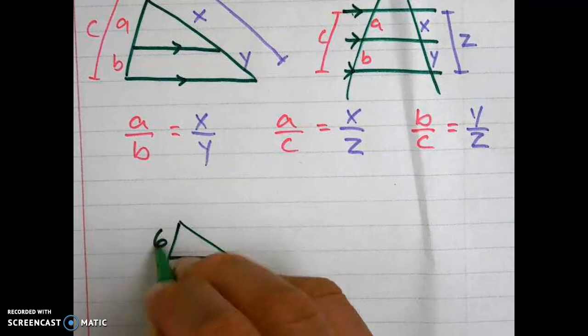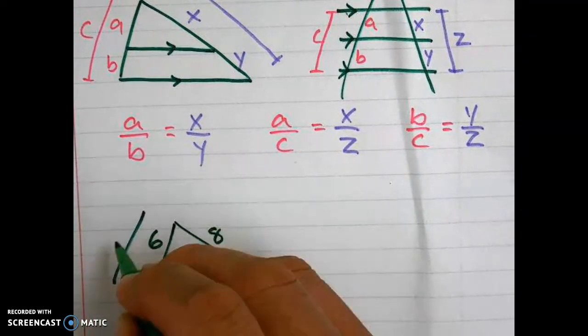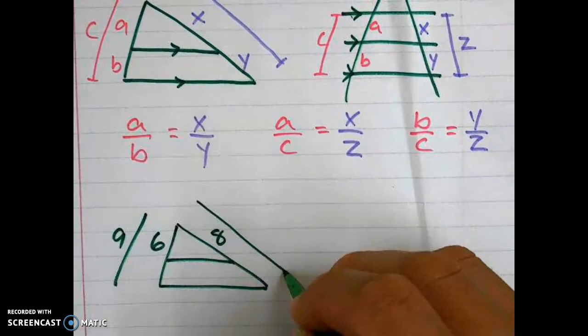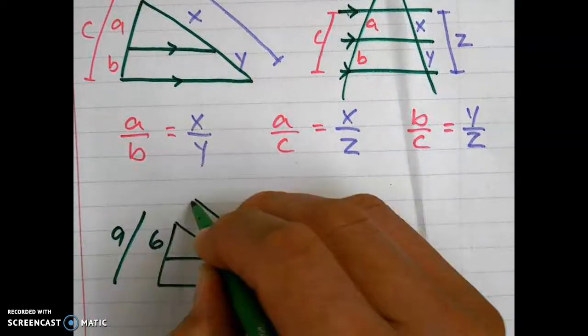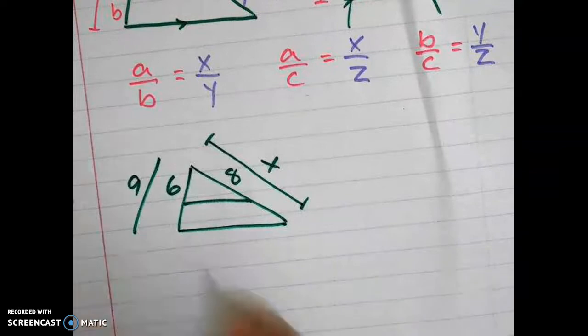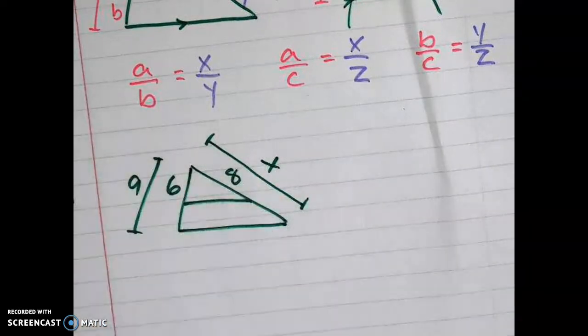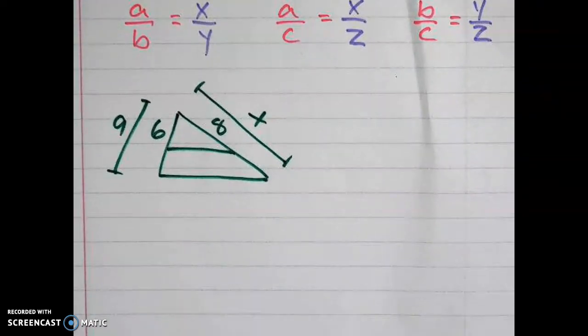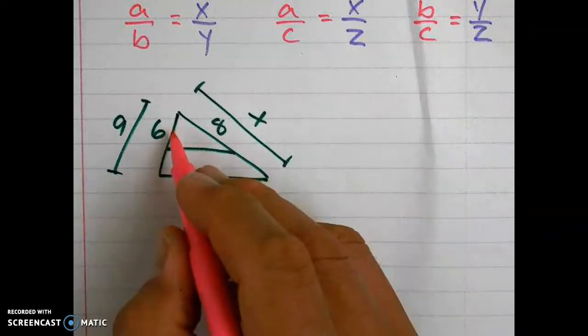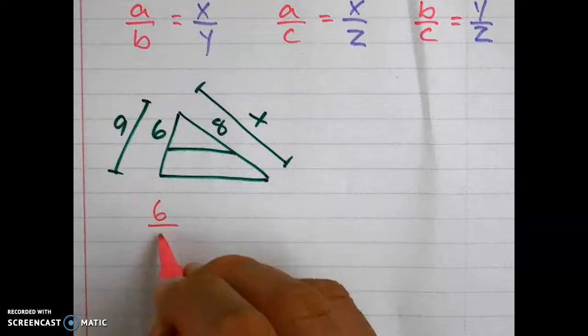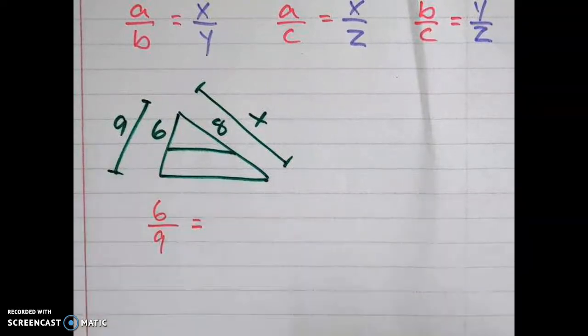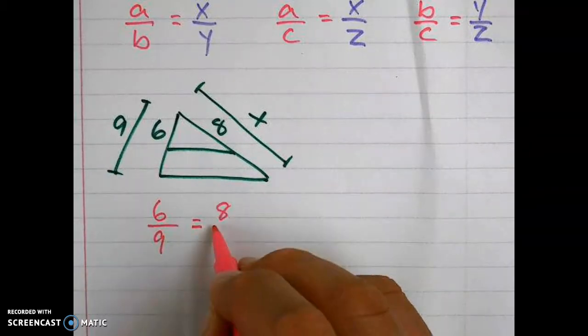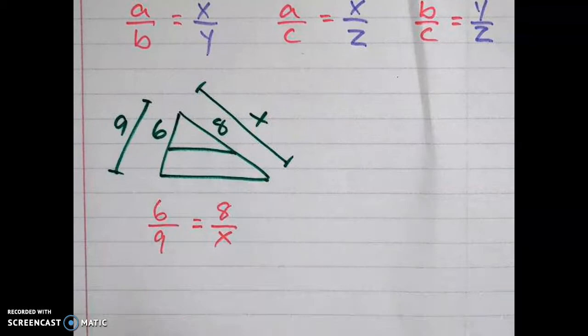So let's say this is 6 and 8, and let's say this whole thing is 9. And I'm trying to find this whole thing. What is X is my question. Okay? So help me set this up. Top piece over the whole thing equals what? Top piece over the whole thing. Everybody understand setup?